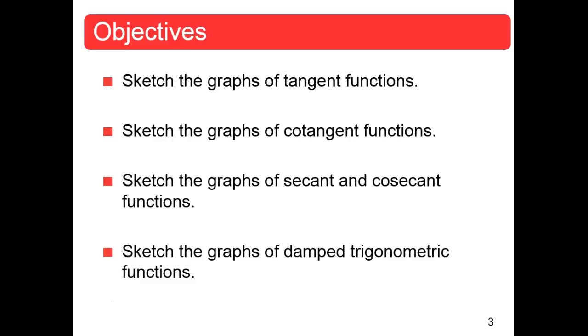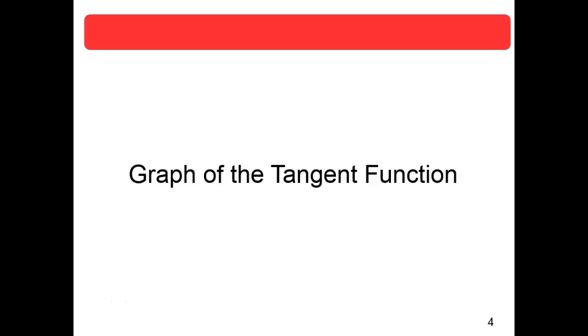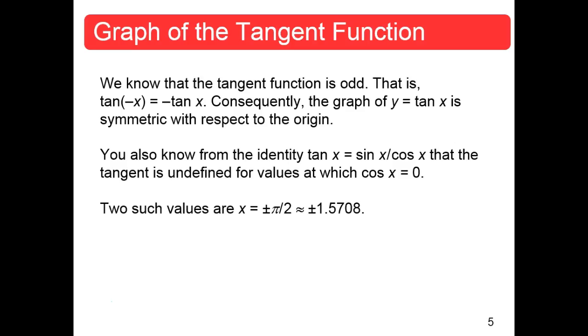Exactly. Okay, so what we'll do is sketch the graphs of the tangent functions, sketch the graphs of the cotangent functions, sketch the graphs of secant and cosecant functions, and then we'll get to one other, and be sure you put the P in there, the damped trigonometric functions. Okay, and that's how we'll proceed. We'll start with the graph of the tangent function next time.